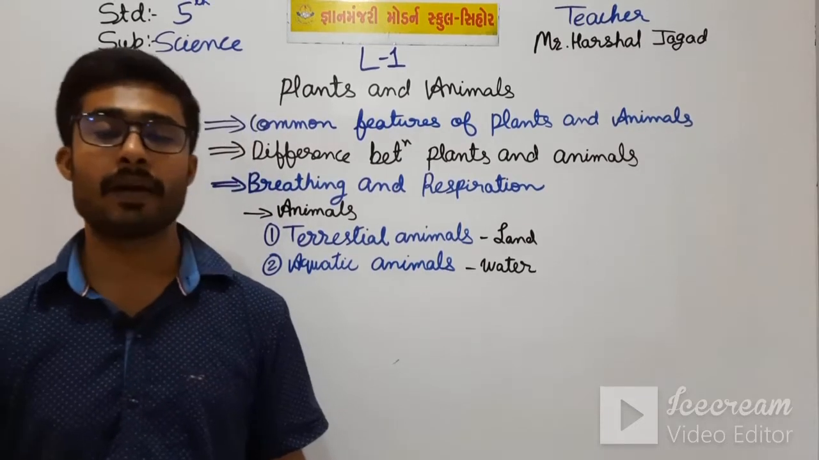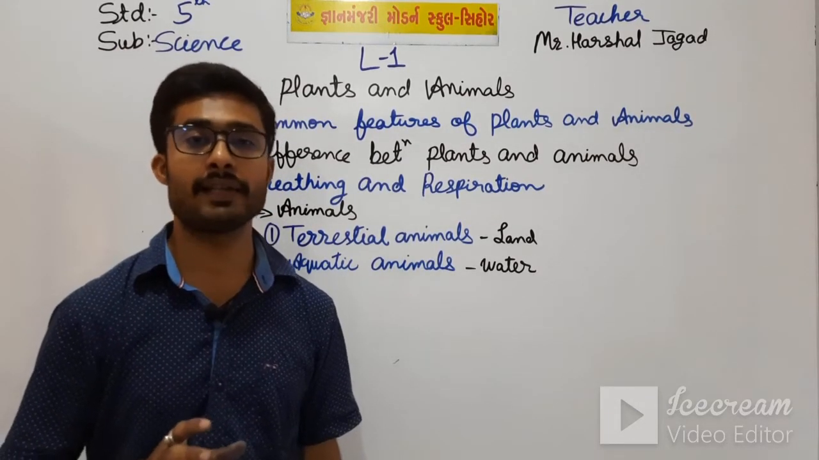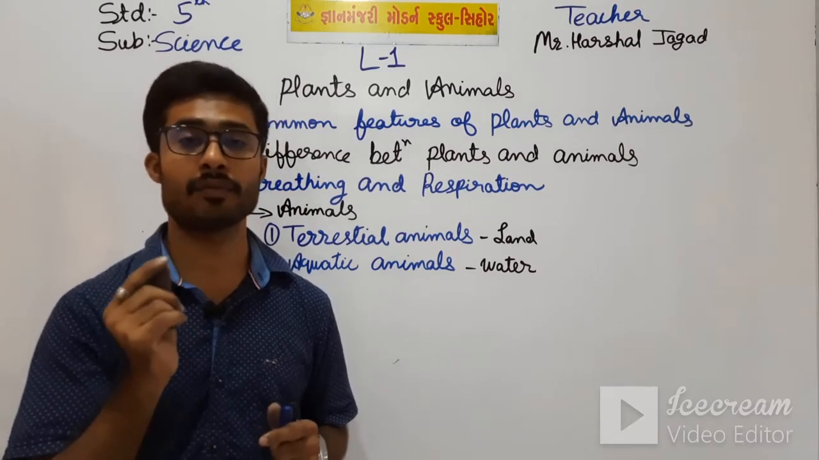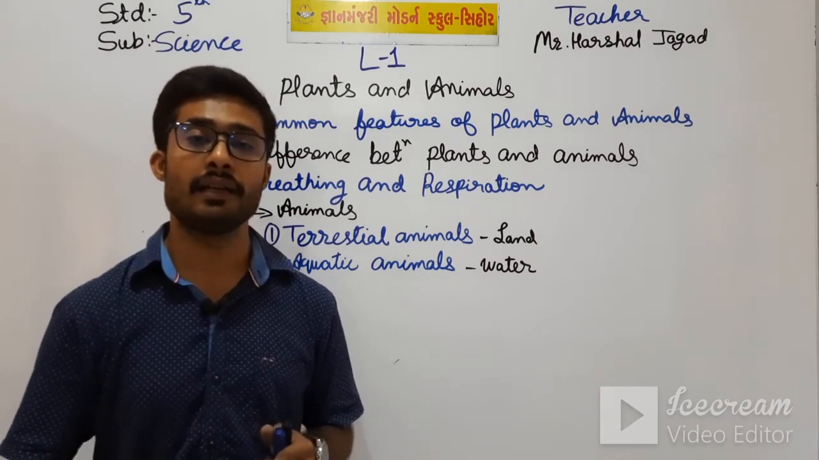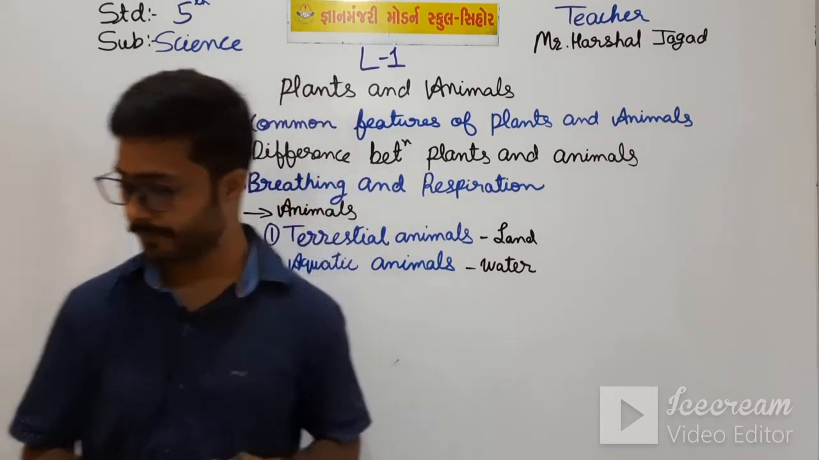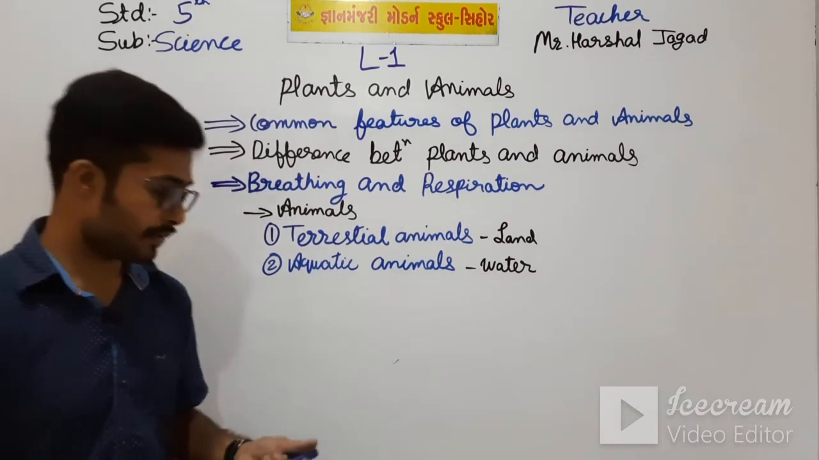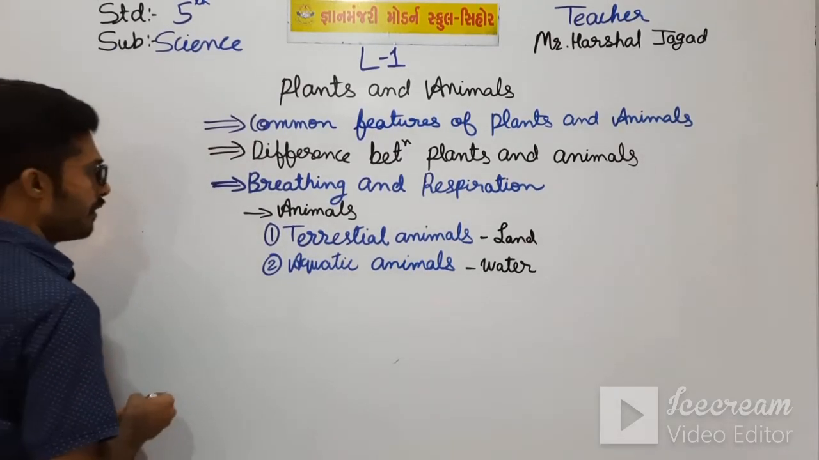From the plants we have seen that they breathe through their stomata, which is in the leaves. In leaves there are some small holes which are known as stomata. From that they take the food. Next we have seen the next topic, that was food.